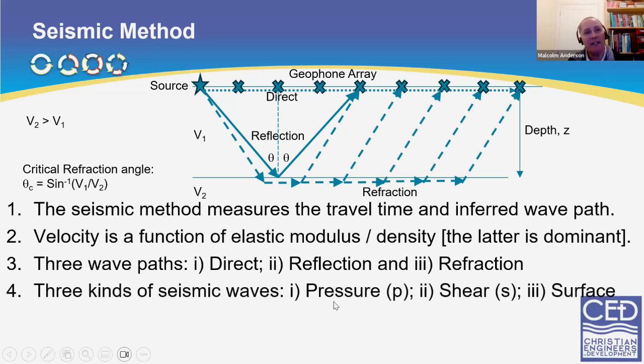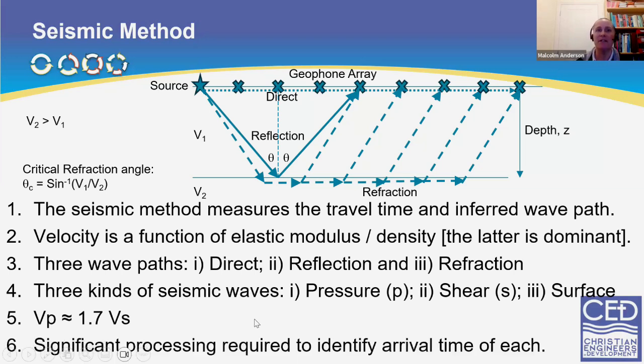And the final thing is that there's actually more than one kind of seismic wave. So you get pressure waves, shear waves, which are known as S waves. First ones are P waves, and surface waves. And the good news is that the velocity of P waves relative to shear waves is almost double. So as a result, again, you can distinguish between the reflection and the refraction of the P wave, and then similarly the reflection and the refraction of the shear wave.